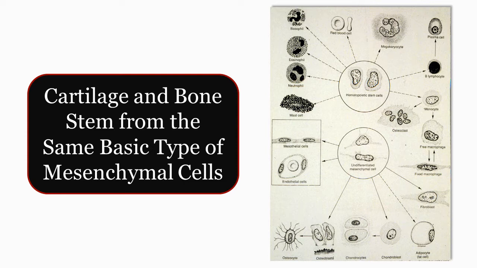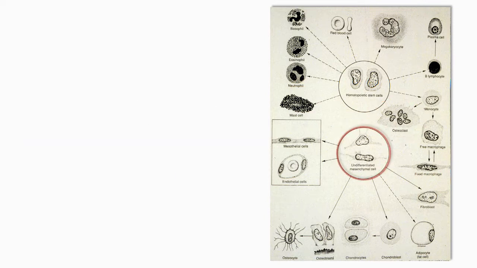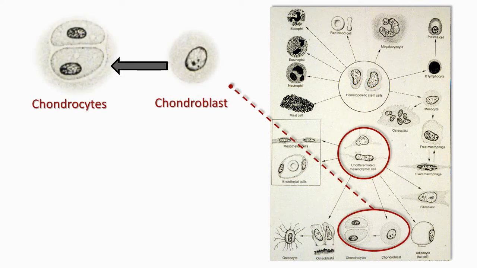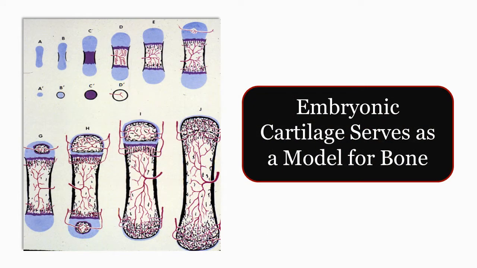Cartilage and bones are from the same basic mesenchymal cells from which all connective tissue is made. Stem cells in bone marrow generate osteoclasts, which are the bone-eating cells in bone, and they generate other cells that are undifferentiated mesenchymal cells that produce a lot of connective tissue cells. Among these cells produced by the undifferentiated mesenchymal cells are the chondroblasts and chondrocytes, as well as osteoblasts and osteocytes. So we're going to talk about cartilage and bone today, but we'll start with cartilage.